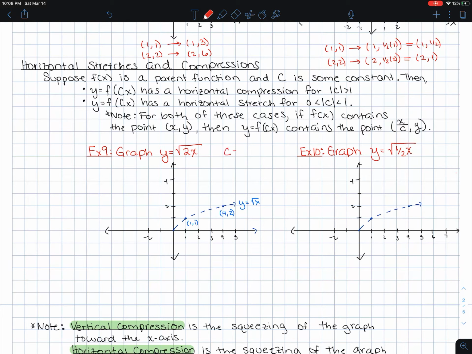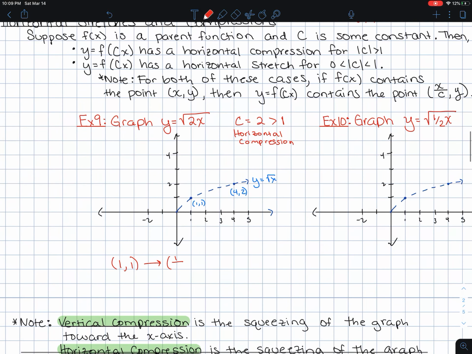So notice here that our c is equal to 2. Therefore, since 2 is greater than 1, we have a horizontal compression. And I'm going to do the same thing I did for examples 7 and 8. I'm just going to take the points of our parent function, which is y equals square root of x. And this time, I'm going to take the x value and I'm going to divide it by c, our constant. And again, the y value does not change.